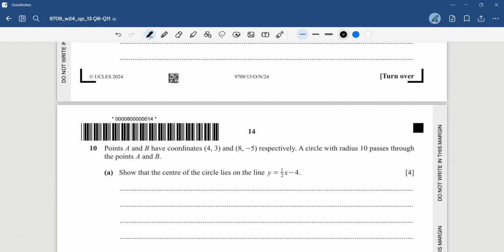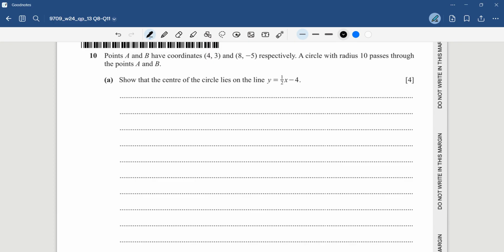Let's move on to the next question, question number 10. Points A and B have coordinates (4, 3) and (8, −5) respectively, with a circle of radius 10 passing through points A and B. Show that the center of the circle lies on the equation. Okay, we just randomly draw a circle. This is your radius. They said A and B fall on this. So let's say here is your A, here is your B. So this is the AB line.